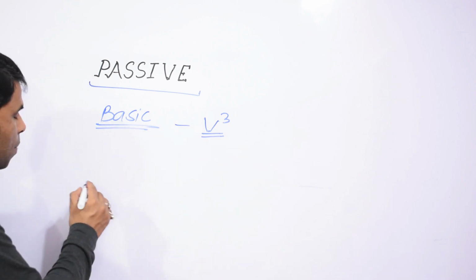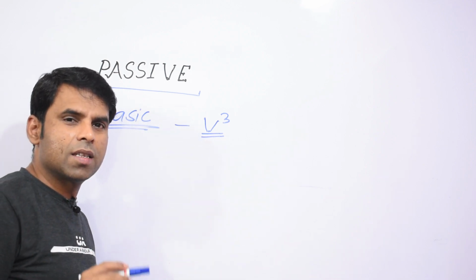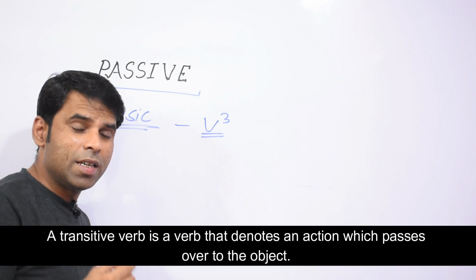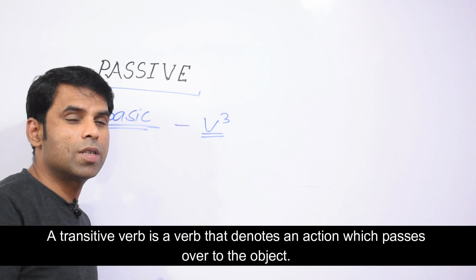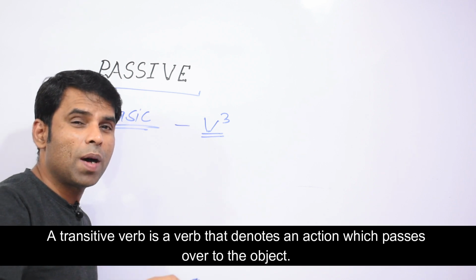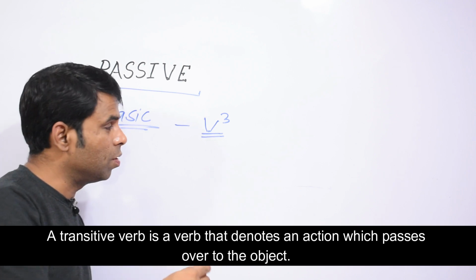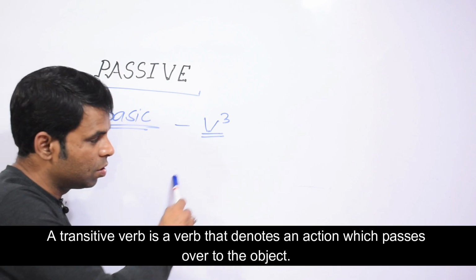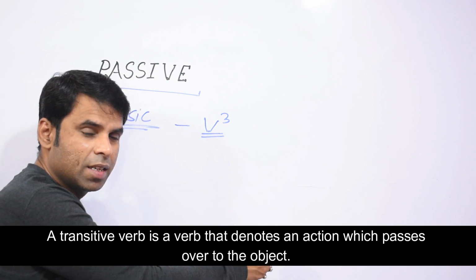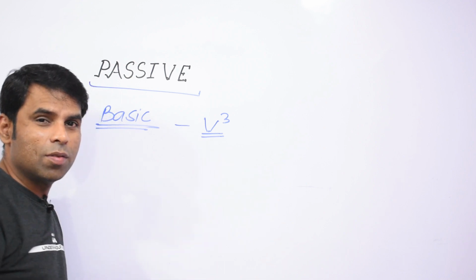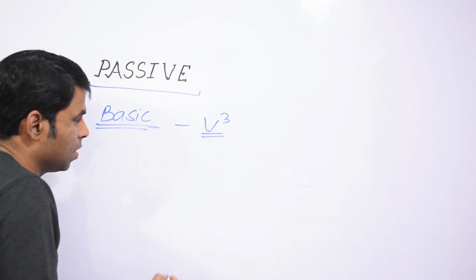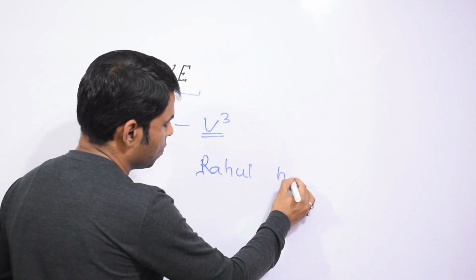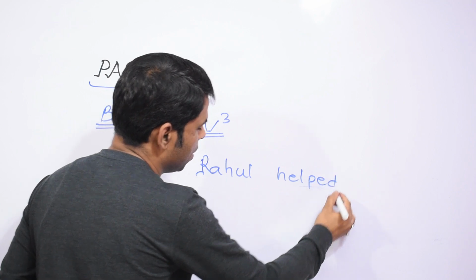A transitive verb is a verb that denotes an action which passes over from the doer, or from the subject, to the object. So that is the transitive verb. Let me write down this example again. Rahul helped Neha.